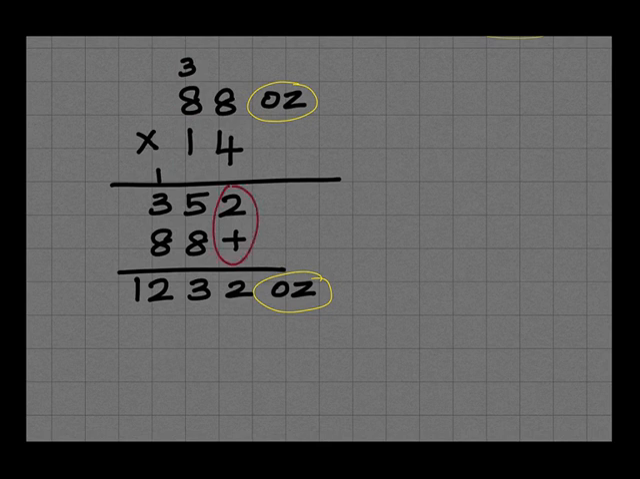Now let us add. 8 plus 5 is 13. Put the 3 down here and 1 up here. And let us add everything. 8 plus 3 plus 1 is 12. So the answer becomes 1,232 ounces.